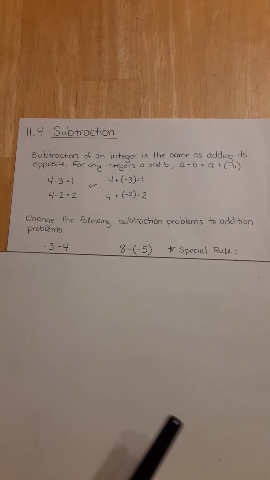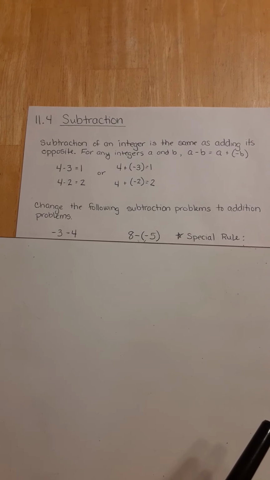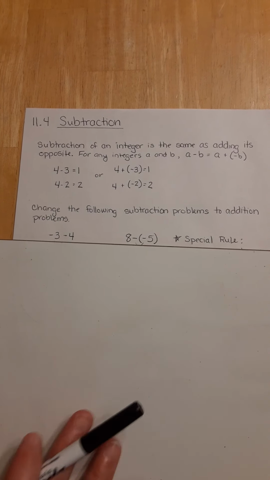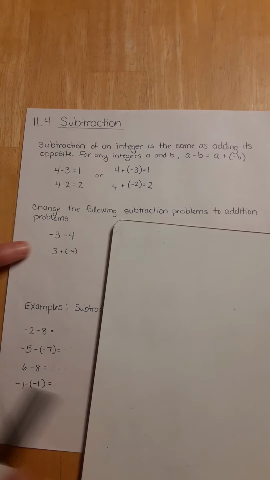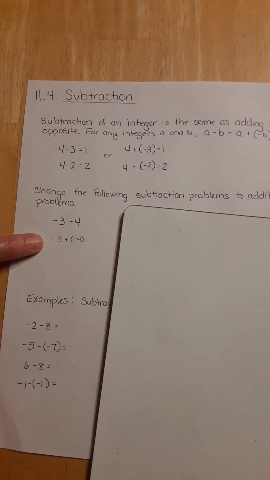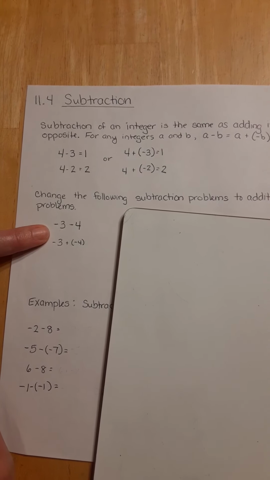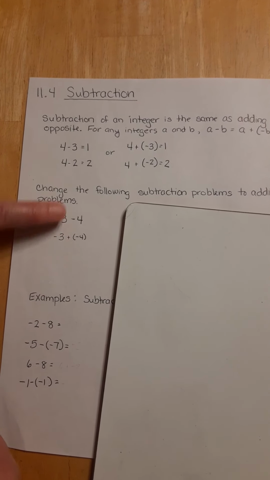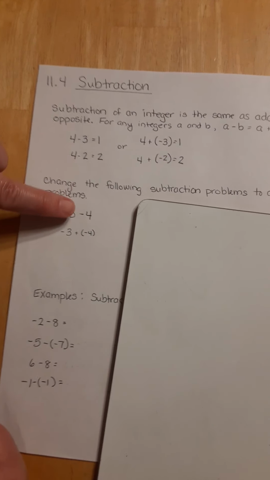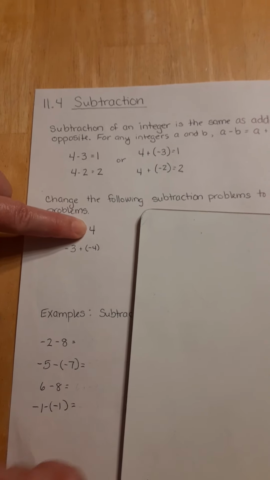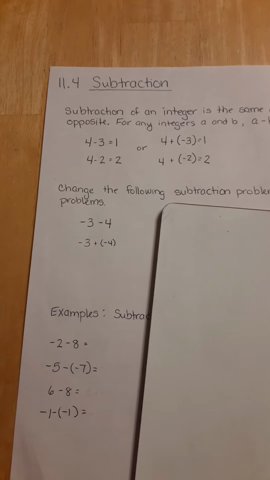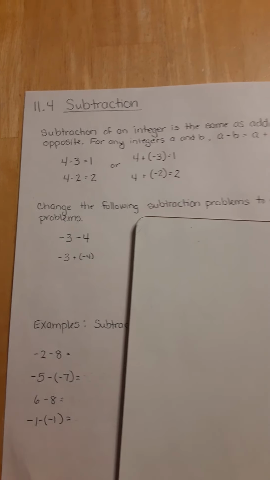We've got negative 3 subtract 4. That just looks really weird, okay? What we're going to do is change this into an addition problem. So I've got negative 3 plus the opposite of 4. Okay, so here this used to be subtraction, but here I'm going to add the opposite of 4, which is negative 4. Okay, now how did we add numbers that were of the same sign?